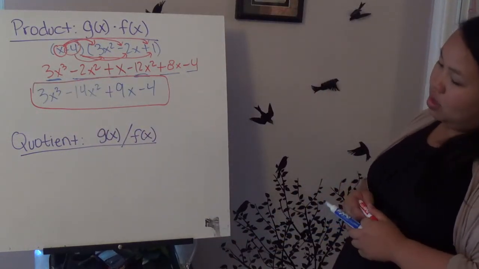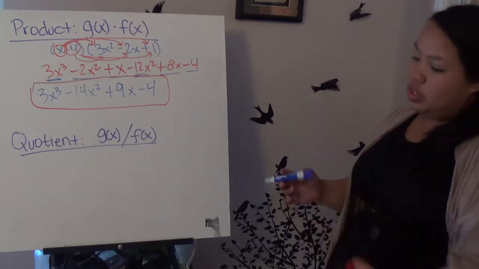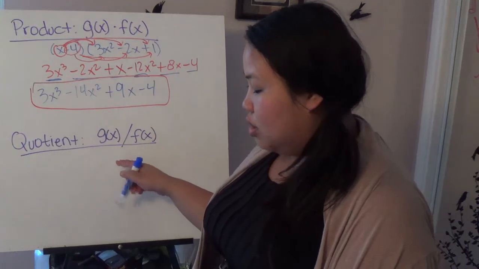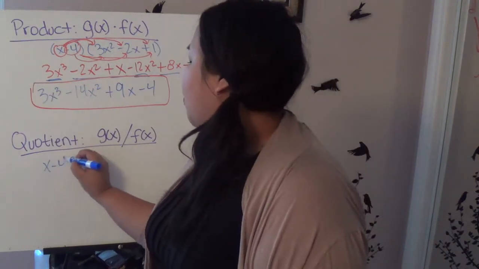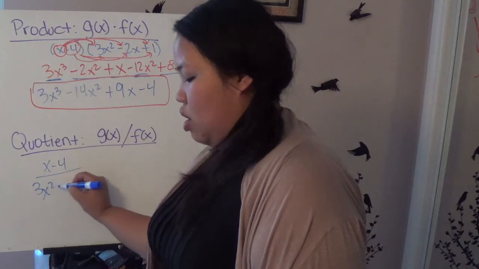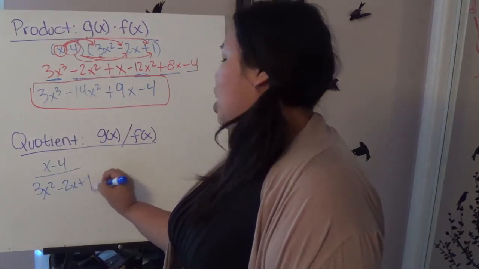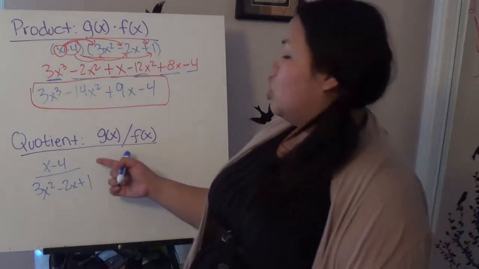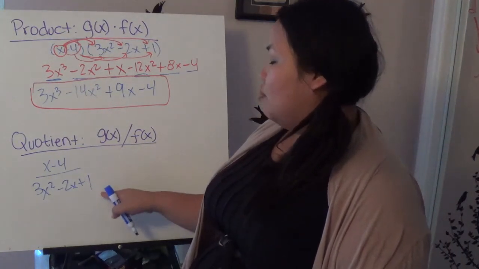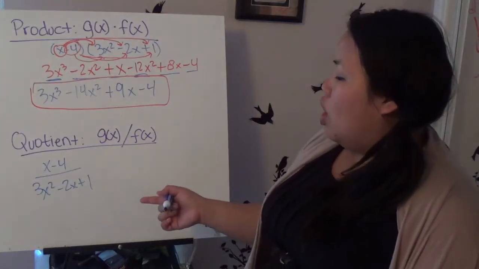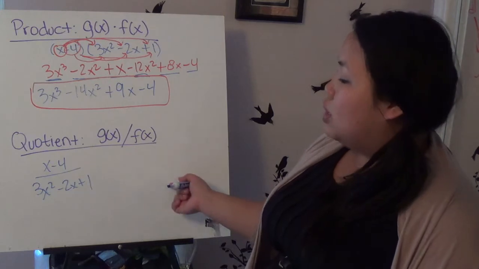My next one is quotient, which is division, and I'm going to divide g of x, which is x minus 4, over 3x squared minus 2x plus 1. Now in this case with quotient, I just want you to see if you can divide it, and just see if you can simplify it.